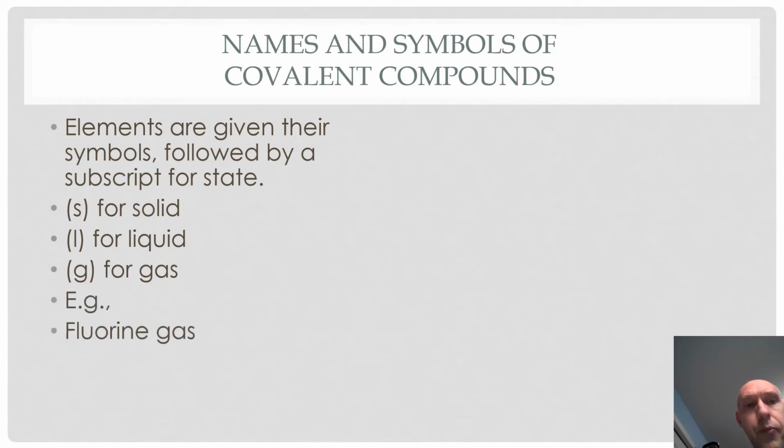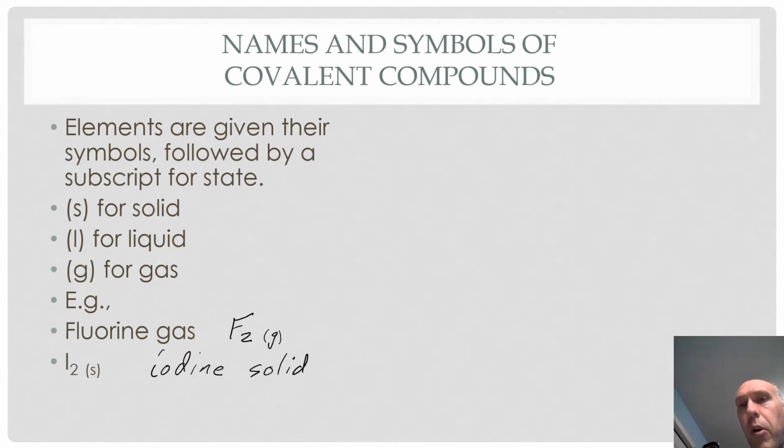For example, if you're given the name fluorine gas, that means its symbol is going to be F. It gets a subscript 2 because this element is diatomic, and because it's gas, it goes like that. If we've got the symbol I2, bracket S, that means that is iodine solid, which is what iodine is in its standard state.